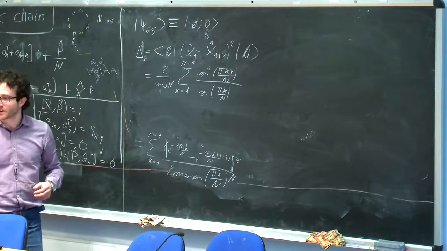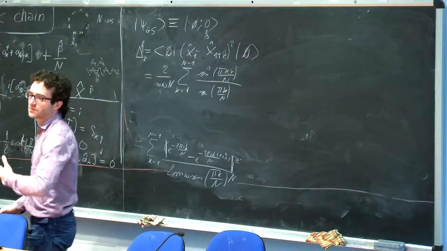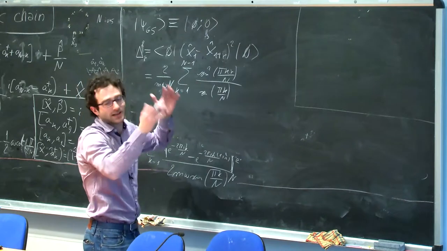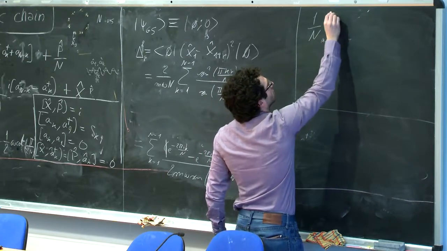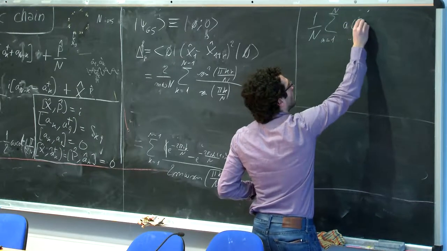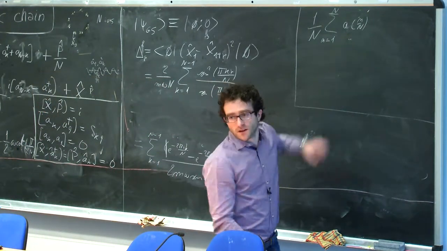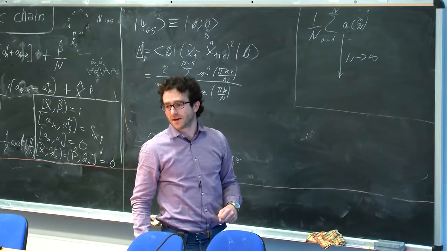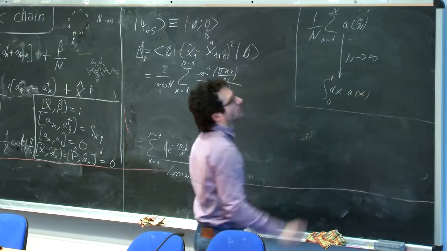Maybe you are not familiar with the Euler-Maclaurin formula, the way to rewrite a sum in terms of integrals. I just tell you something that can be useful for your future. If you have to compute some quantity like this, and let's assume that this is actually a function of n over capital N, a sufficiently smooth function, then in the limit N goes to infinity, you can replace the sum by an integral over the variable x from 0 to 1 of a of x.